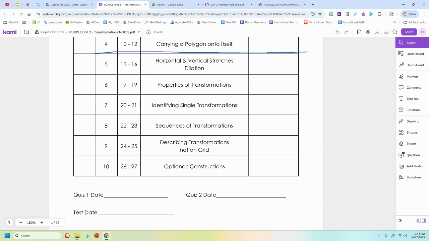Front of our packet, you guys got through properties, and we're on to identifying singles and sequences, but we're going to identify singles today. I know that there's a few things back in the beginning that I need to clarify. I've been talking a lot with my colleagues about things like point reflection and some of the carry-on stuff. So I need to backtrack at some point, but not today. We'll do it through some warm-ups next week.